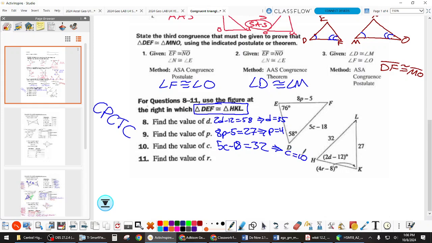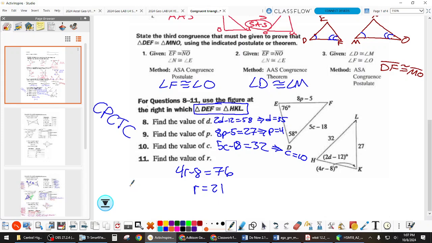And find the value of R. R is now an angle. What angle does K go to? To E. So 4R minus 8 equals 76. So 22, that's not it. 21. Good? How'd the whole thing go?